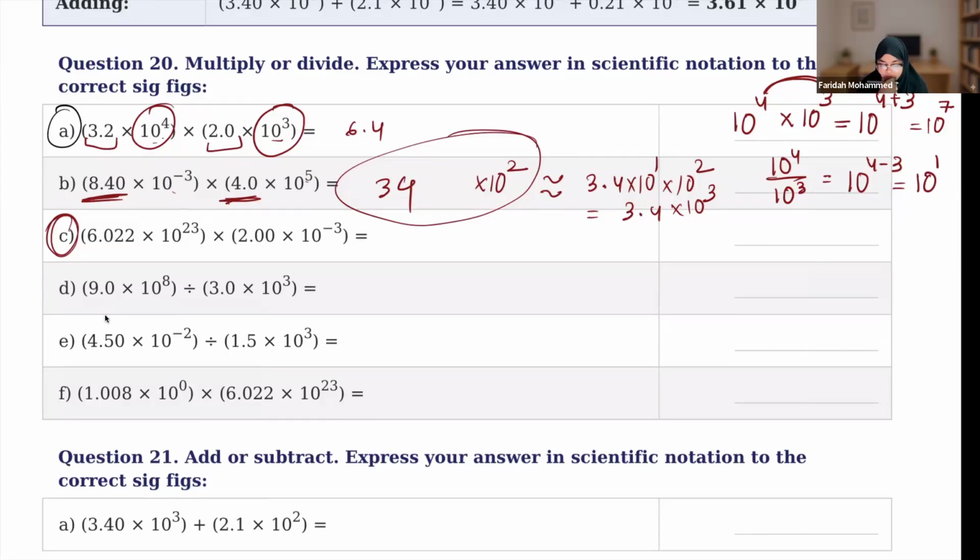Look at the sig figs though when you multiply, okay? This one has 4, this one has 3.